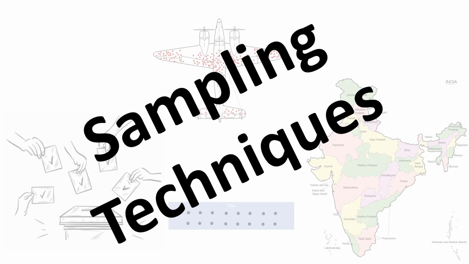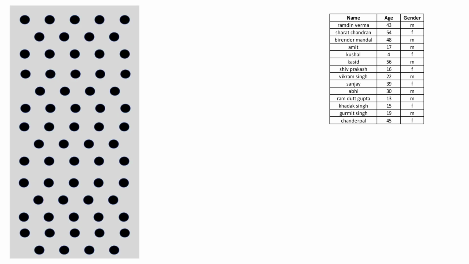So we will discuss what sampling is and some commonly used sampling techniques. Assume that you have the name, age and gender of all the people of India as shown in the table, and assume that each black circle on the left represents each record in the table. So this is the entire population.